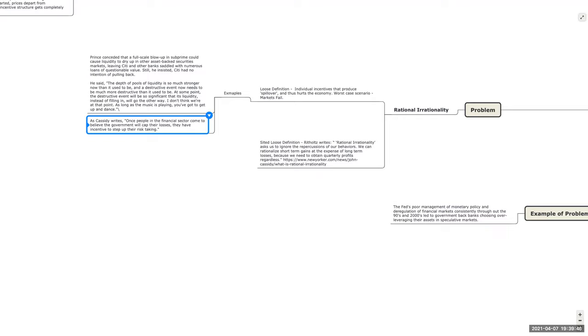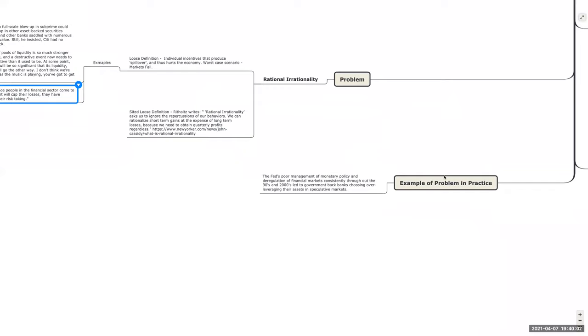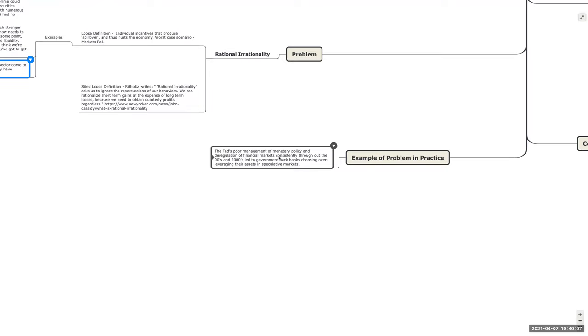Yeah, I would have liked that, because like you said, he mentions a few guys in here who say they predicted it and tried to warn people and no one would listen. That would have been interesting to see. Let me see, example of problem in practice: the Fed's poor management of monetary policy and deregulation of financial markets consistently throughout the 90s and 2000s led to government-backed banks choosing to over-leverage the assets in speculative markets. And so we kind of just went into all of that.